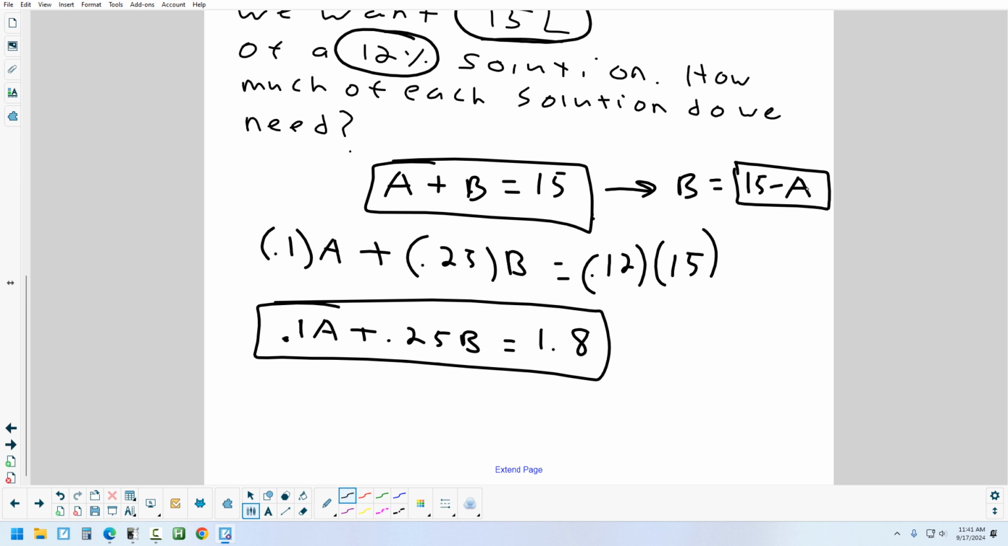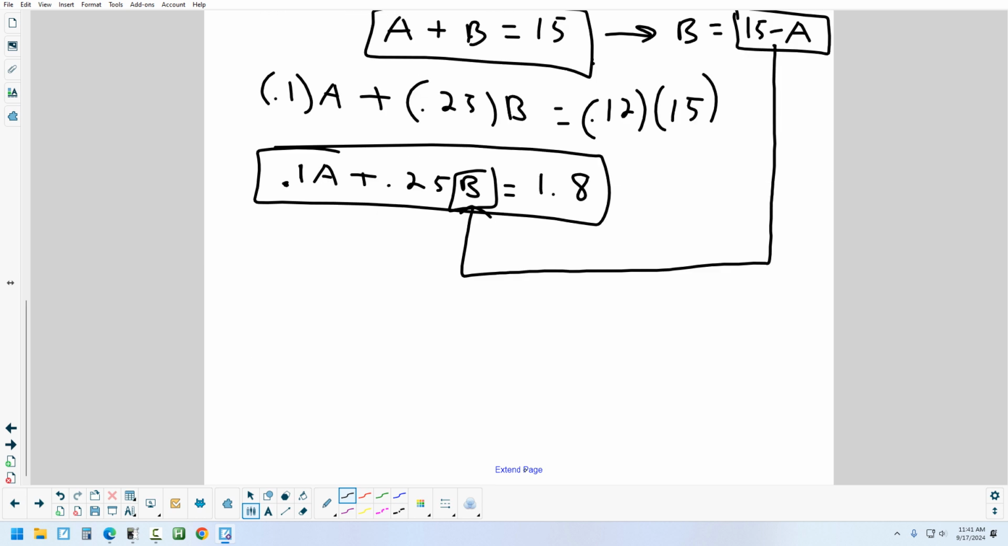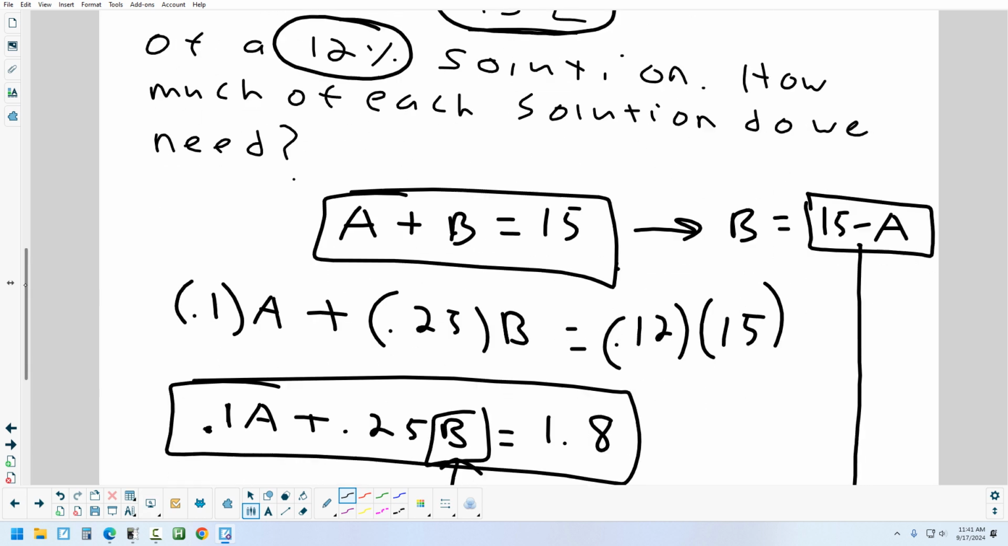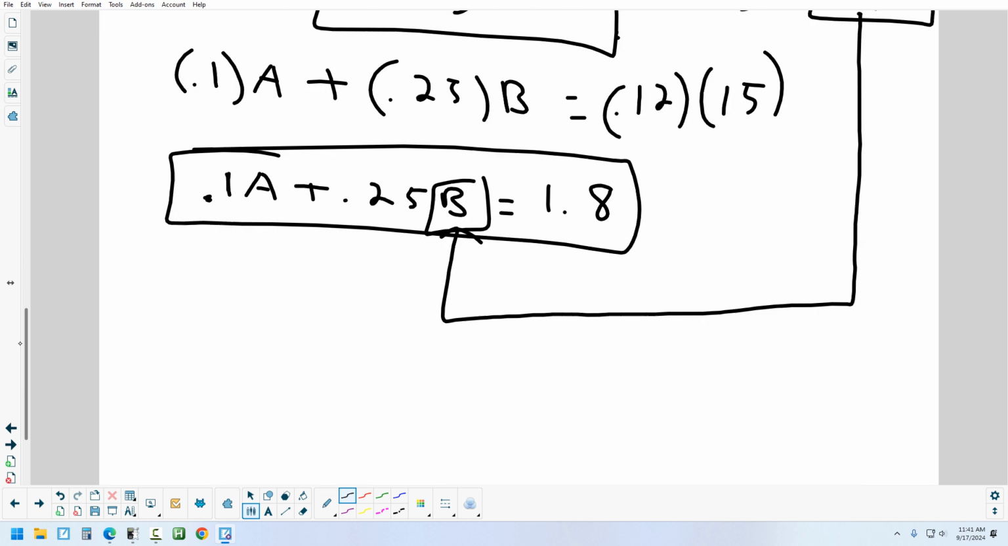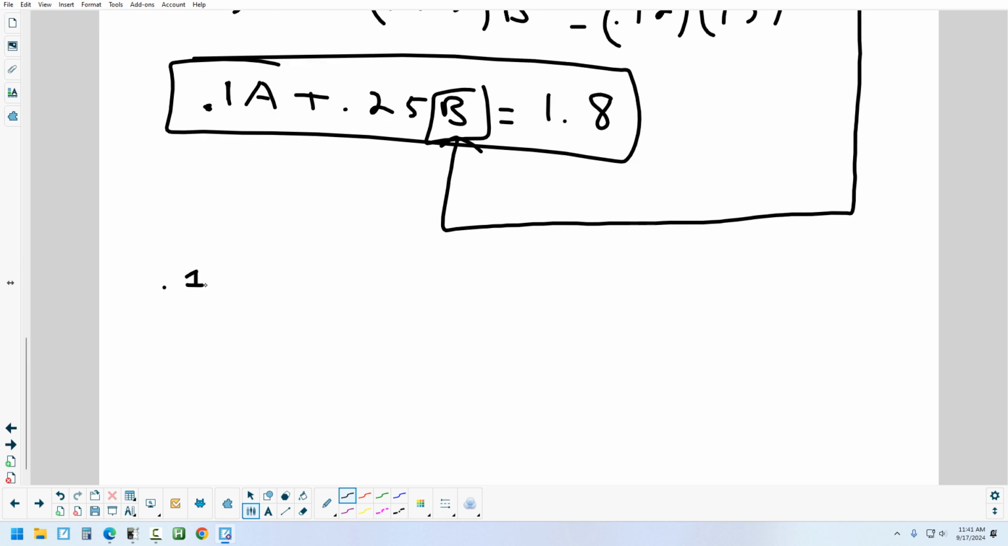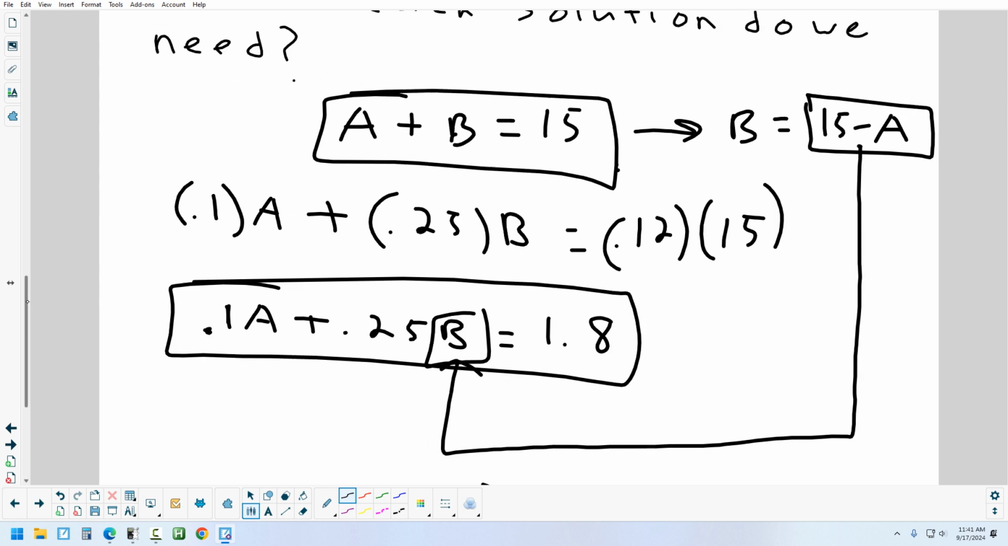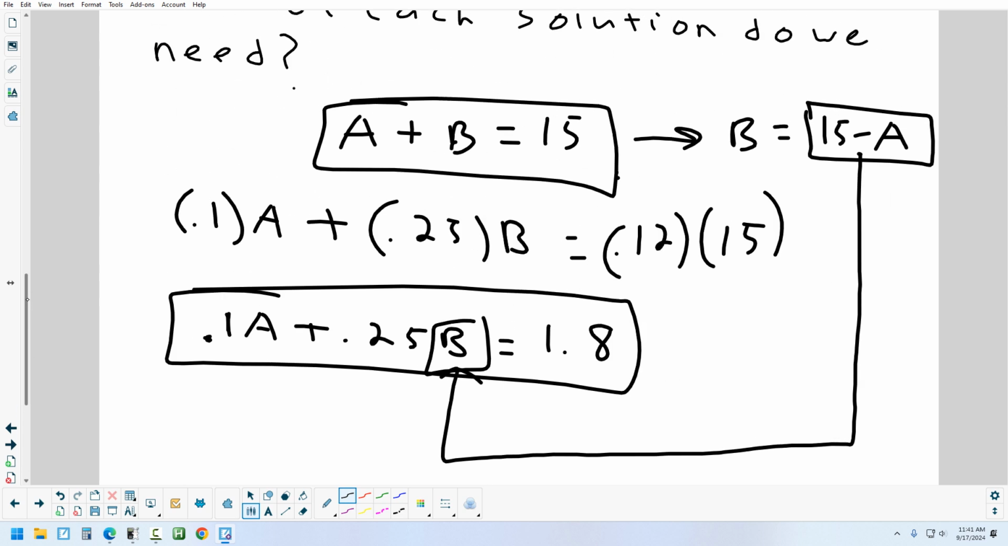Now, you said to take that and plug it where? Into B. And the name of that method is substitution. Not the only way to solve a system, but this one I would use substitution. 0.1a plus 0.25, we're not going to write b anymore. We're going to write 15 minus a.